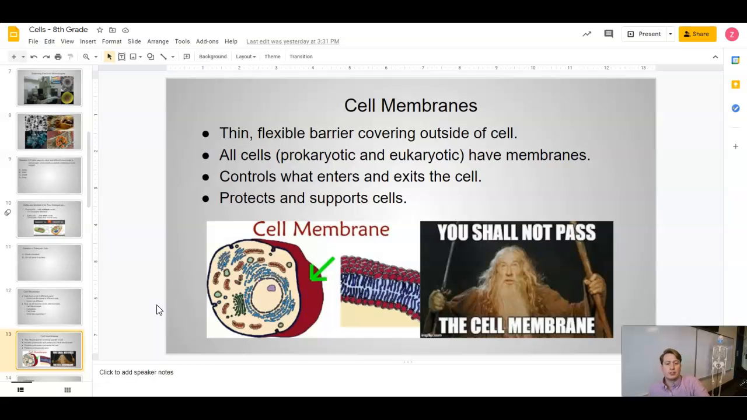What are cell membranes? Cell membranes are thin, very flexible coverings on the outside of a cell that you can see in red right here, and then a close-up again. All cells, both prokaryotic and eukaryotic, have membranes. This controls what enters and can exit the cell, and it also protects and supports the cell in doing that. And I'm not sure if this is a little bit outdated, but you shall not pass a cell membrane, Gandalf.